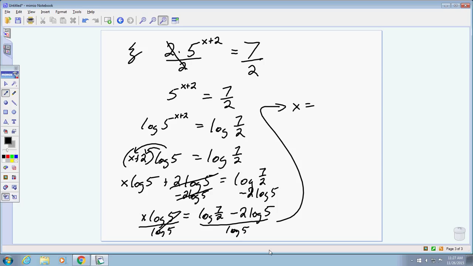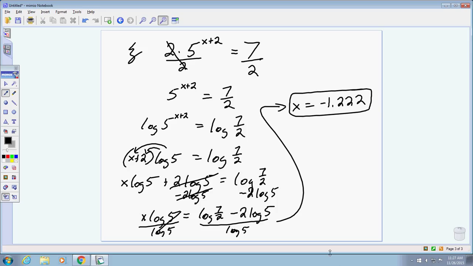Pump it into your calculator. Log of 7 halves: 7 divided by 2, log, or log 7 divided by 2. It's up to you and your type of calculator. And then subtract 2 times the log of 5. I would always hit equals right there. And then divide by the log of 5. And you should get negative 1.222. And always to 3 decimal places, correct? Yeah, that's about as hard as it gets for that one.